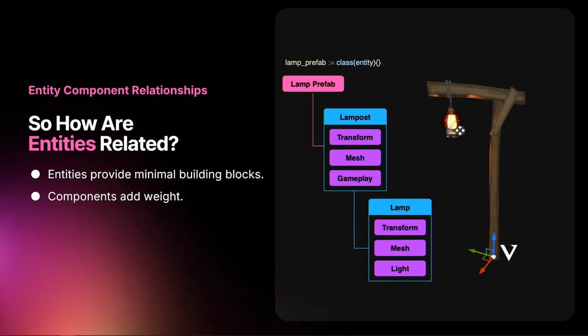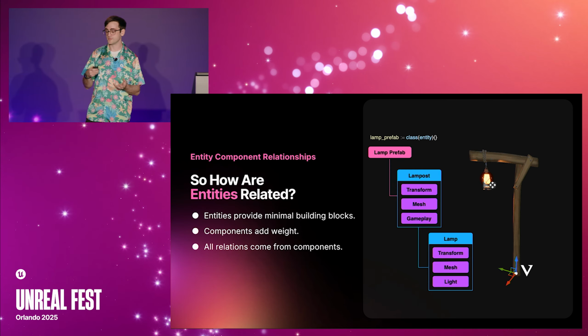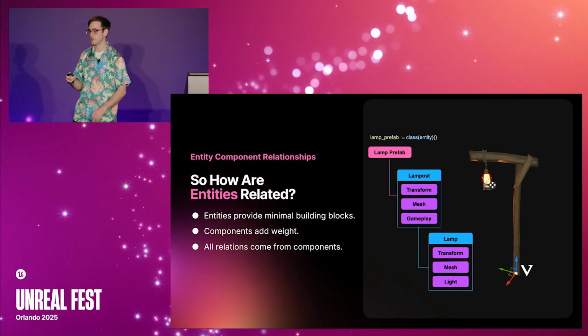By putting components on these entities, you add weight, you add data, you add behaviors to build up an object from scratch rather than having to start from an actor, right? And all relations the entity has to the level, such as its position, its mesh, its ability for you to interact with it, come from said components.